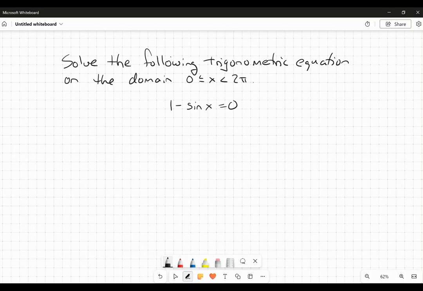Okay, everybody. So in this video here, we're going to solve the following trigonometric equation on the domain 0 to 2 pi. So that's the first rotation around the circle. So our domain is basically looking something like this. We're going all the way around the circle here. And our equation is 1 minus the sine of x is equal to 0.